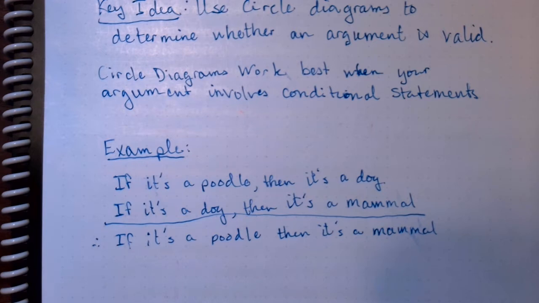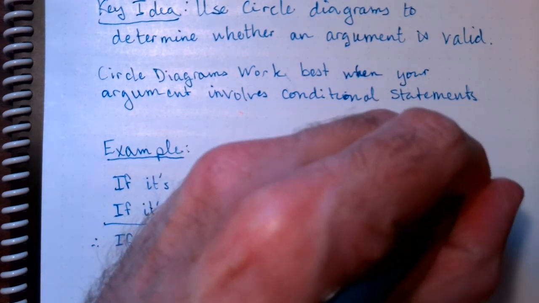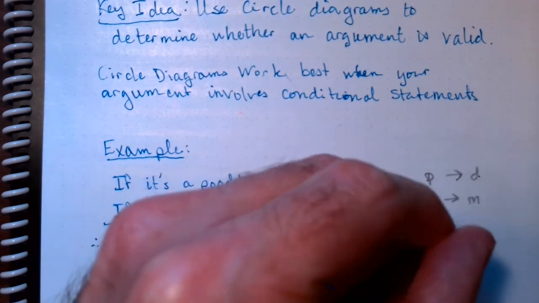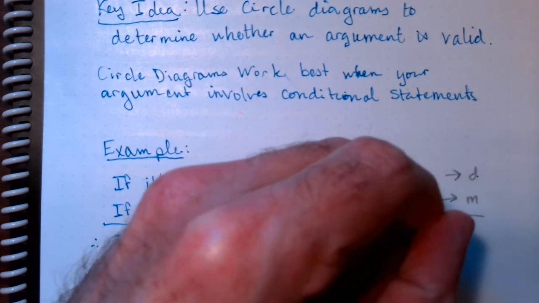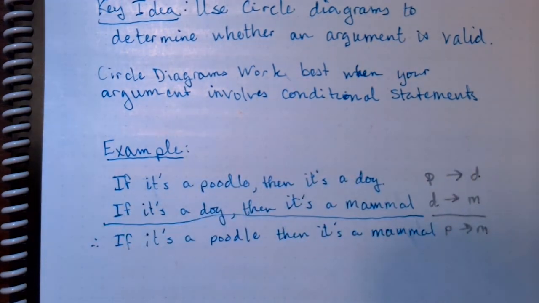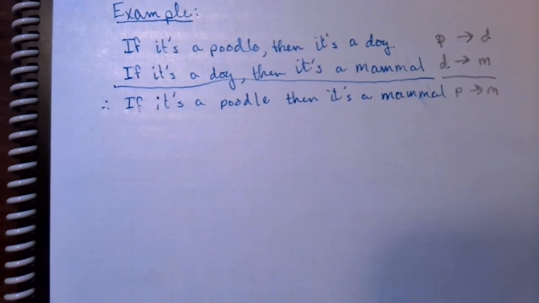Now, we could use one of our standard forms on this argument, because if we write it out in symbols here, we can see very clearly: if it's a poodle, then it's a dog. Okay, so poodle implies dog. If it's a dog, then it's a mammal. Dog implies mammal. And the conclusion was, if it's a poodle, then it's a mammal. And we can see, okay, this is transitive reasoning that we discussed in our last video. But let's look at how we could show this is valid using our circle diagram.